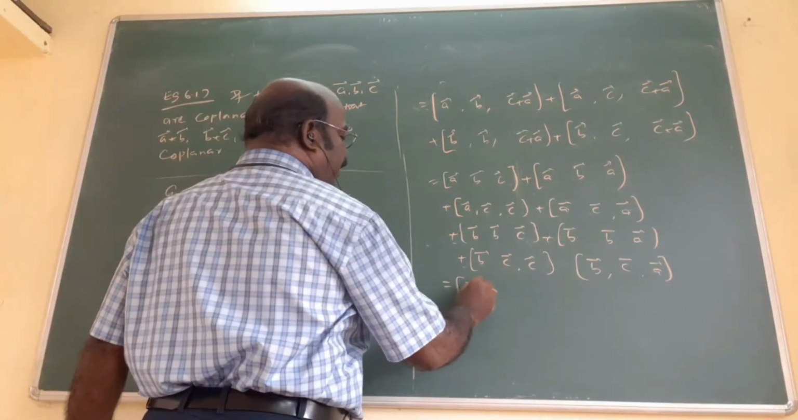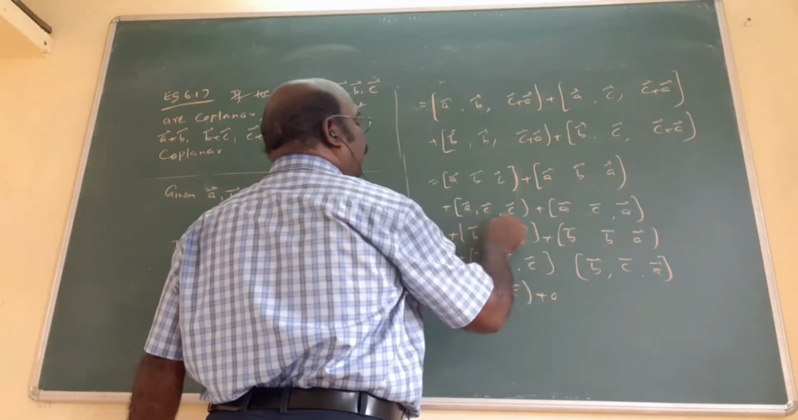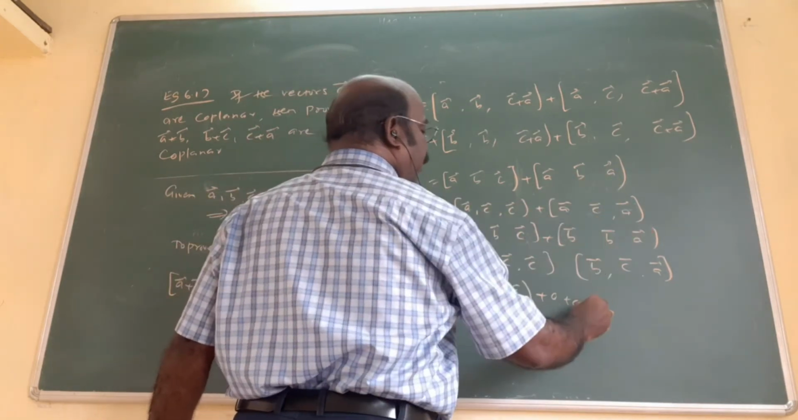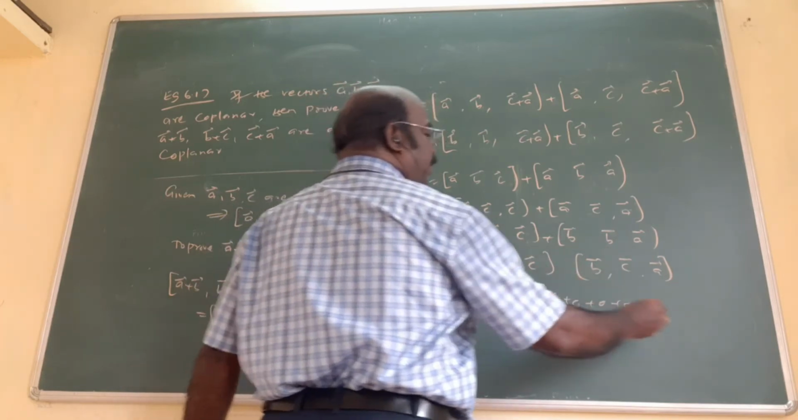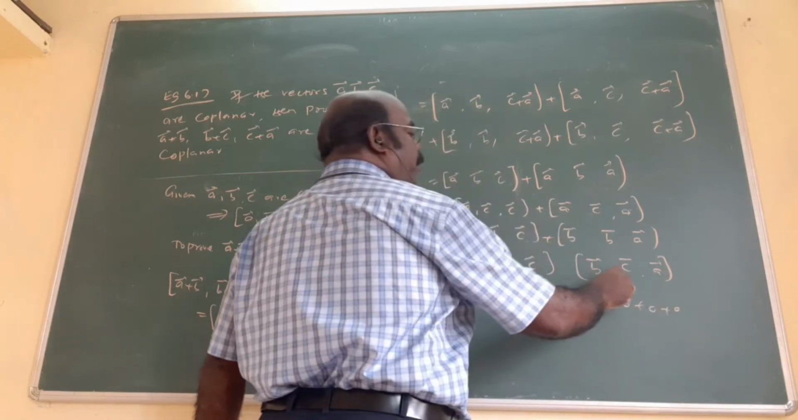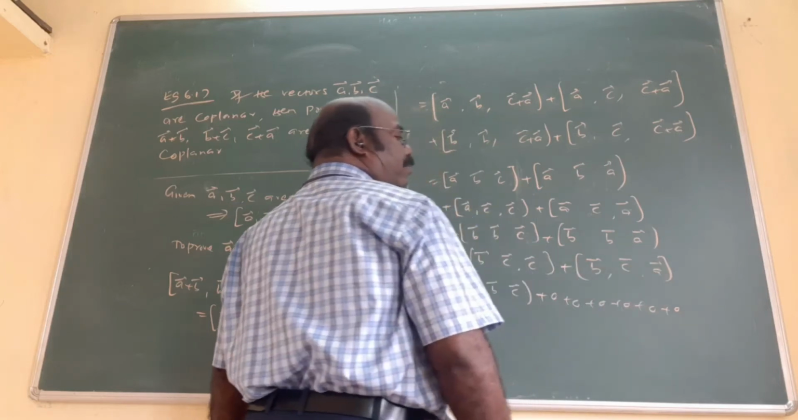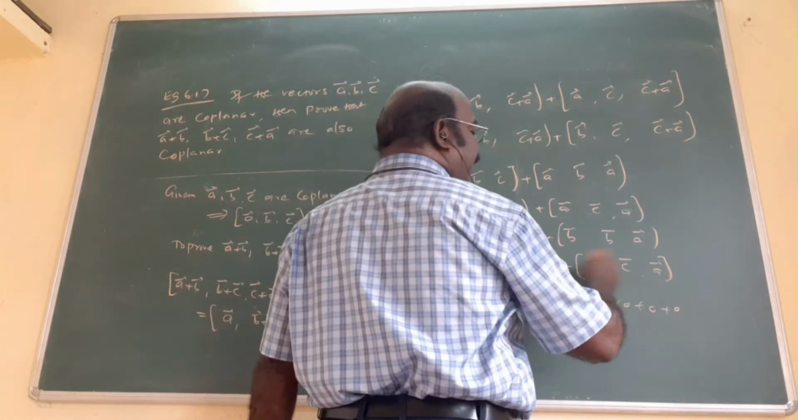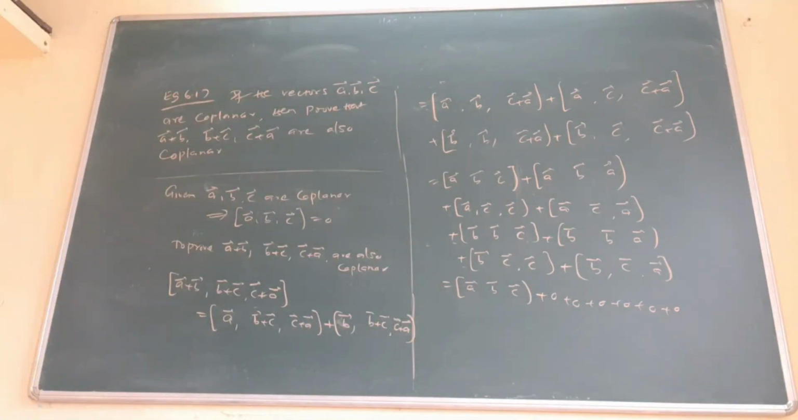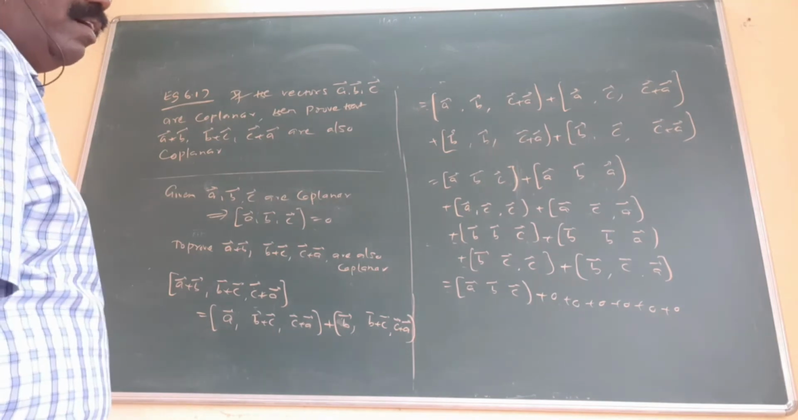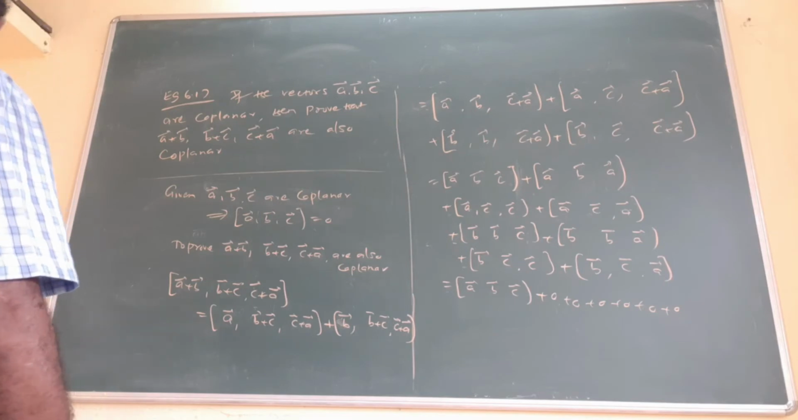Here only the first one is A, B, C, no change. Here A repeated, so 0. C, C repeated, 0. A repeated, 0. B, B repeated, 0. B, B repeated, 0. Here C, C repeated, 0. Last one is B, C, A. Here B, C, A is there. Am I right? First it will change. BCA can be done as you will interchange, and automatically a negative sign will come. Am I right? In the box product, you will interchange.